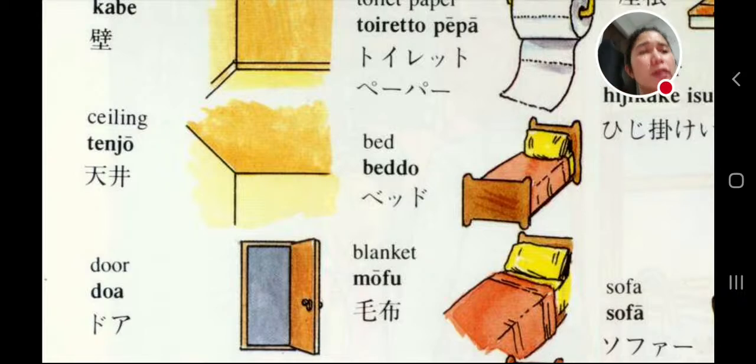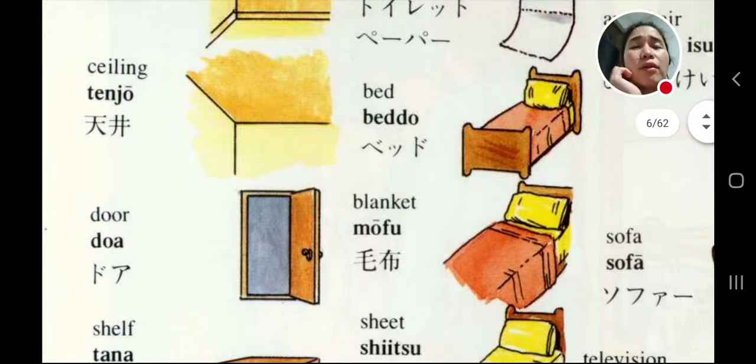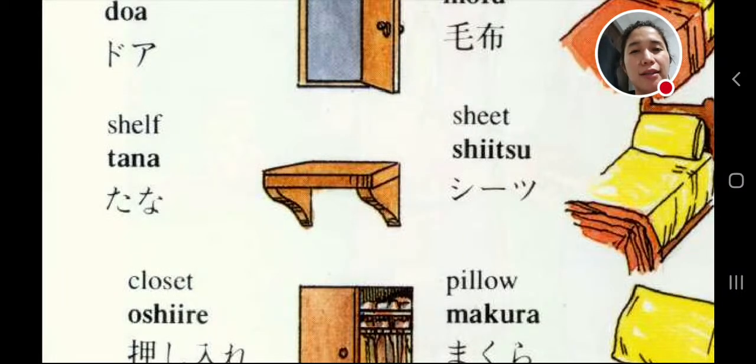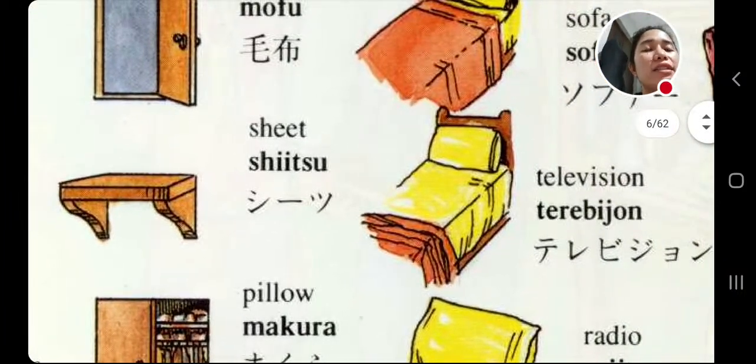Next, door. So, madali lang. Doa. So, yung mga pintuan nyo, lagay nyo lang markings. Doa, no? Sabihin ng nanay nyo, ano itong mga nakadikit sa bahay? Doa for door. What else? We have shelf. Shelf is tana. Tana? Joke. Tana. And then we have sheet. It's easy. Sheets. Just prolong the middle one. Sheets.